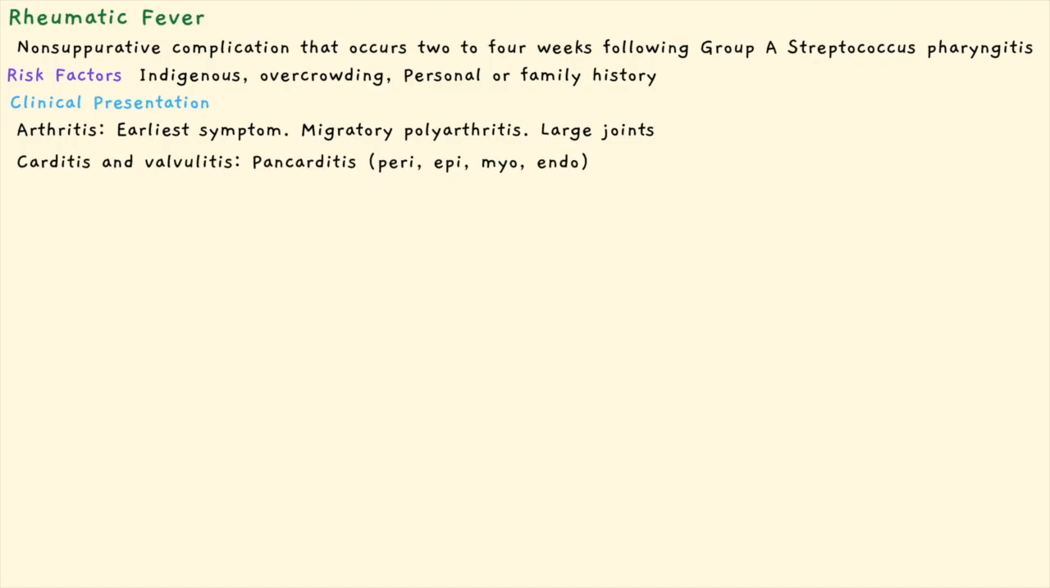Clinical presentation commonly is arthritis as the earliest symptom, and this can be a migratory polyarthritis affecting the large joints. So we're thinking knees, elbows, and hands. If the heart is affected, this is rheumatic heart disease, and this is carditis or valvulitis. Carditis can be pancarditis, so it can affect any layer of the heart. Pericarditis is the pericardium, epicarditis, myocarditis, or endocarditis. Valvulitis is when the heart valves are affected.